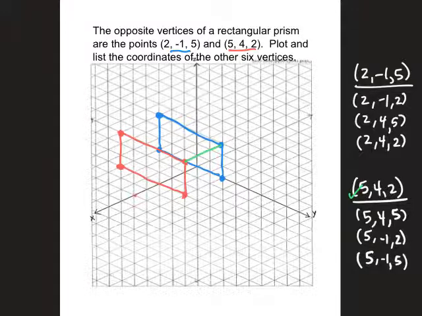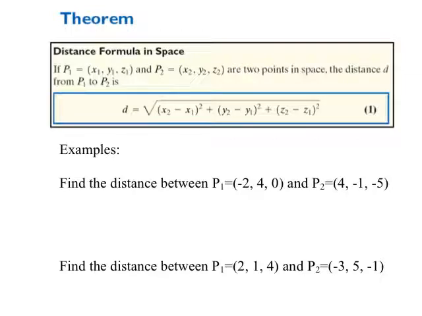We can connect these 2, and these 2, and these 2, and these 2. So you can see that this was one of our original points, and this was one of our original points, and that they're the opposite vertices of a rectangular prism. You will be asked to do this for homework as well, so you might need to refer back to this if you get stuck.